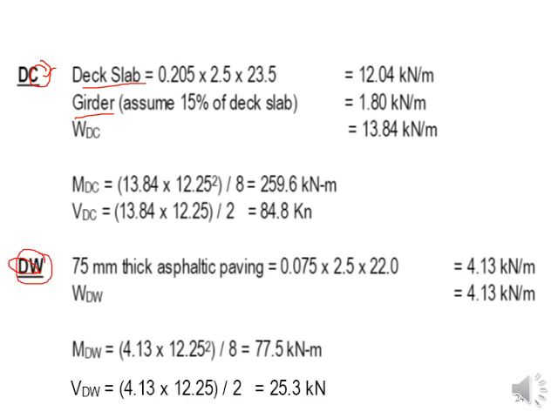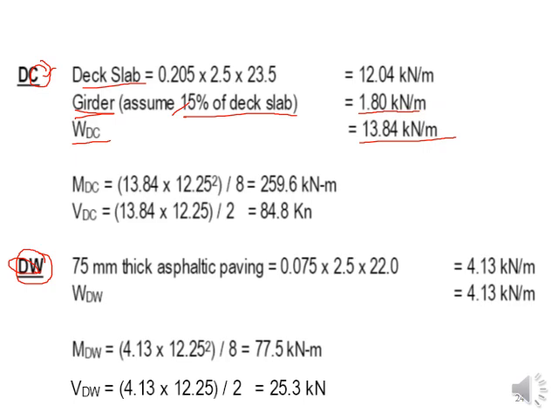For this, all of the densities and thicknesses are with you, and you are familiar with this procedure. For the girder itself, at first we are designing it, so we don't know the cross section. So you can consider 15% of the deck slab weight as the girder self weight. It comes out to be 1.80 kilonewton per meter. This is a simple assumption you can use as a beginner. Then WDC will be 13.84.